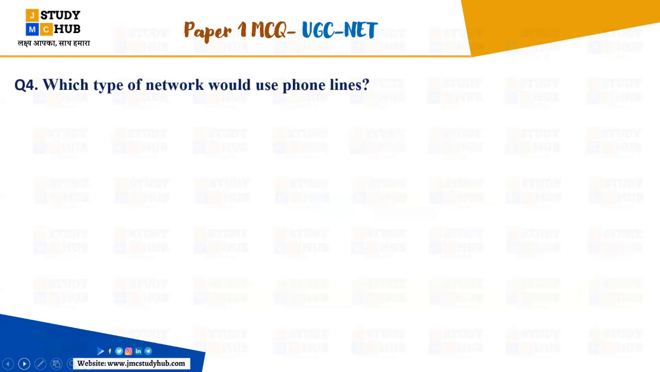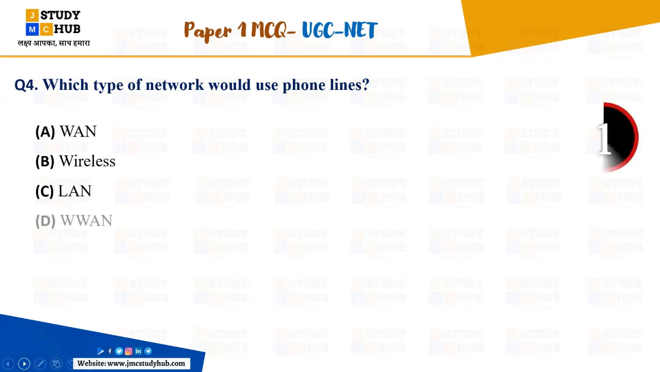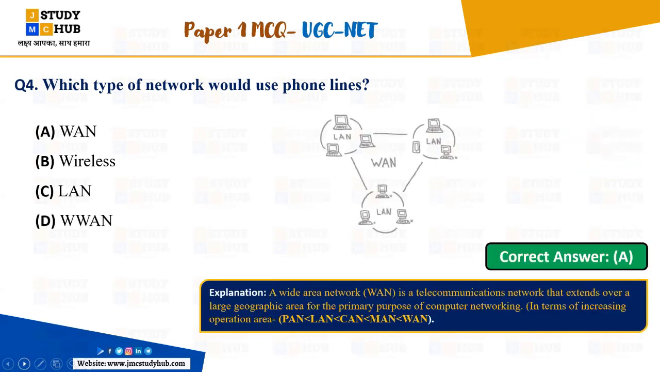Question number 4, which type of network would you use phone lines? We had discussed the types of networks. Without options, please answer quickly. Now the options are here, everybody go over the options and answer, and that is WAN. Very good, that is the right answer.